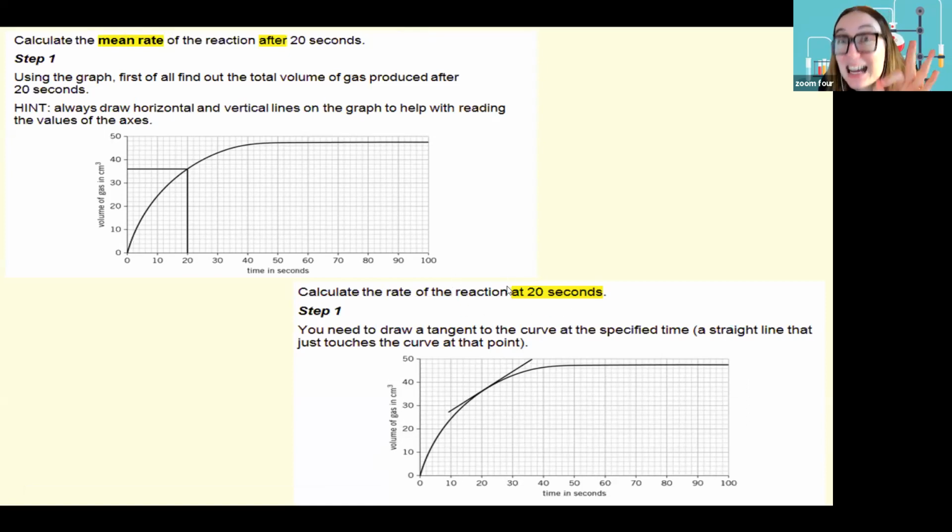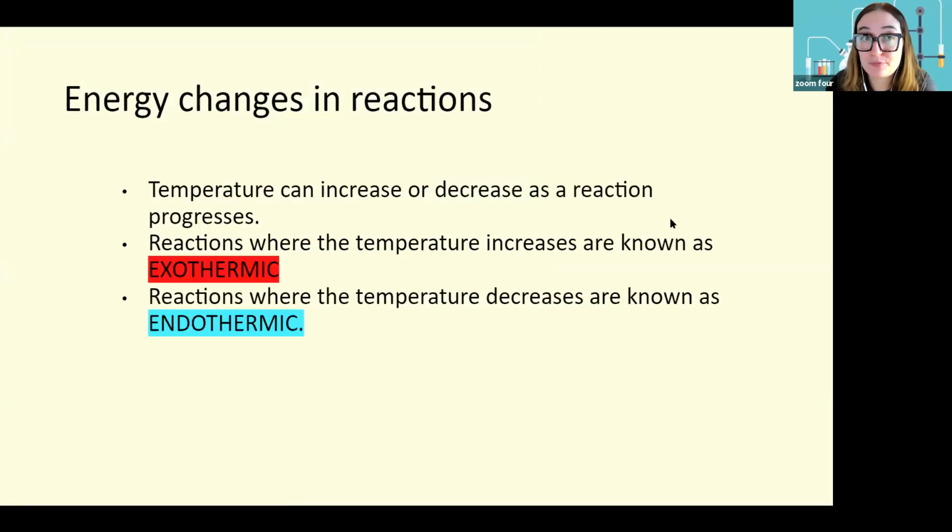But if it says at a certain time, not after, at a certain time, then you will need to draw a tangent. Okay, math skills are really important in science. They're about 30% of your marks in your exams, and they're never particularly hard. It's just practice, and we will do lots of graph practice as we continue going through chemistry.